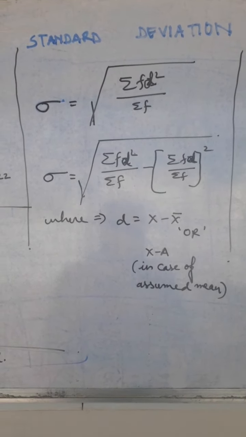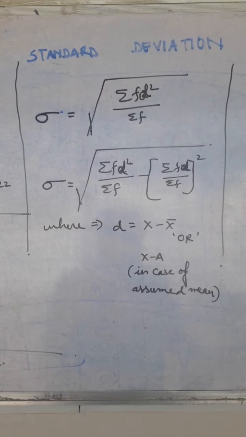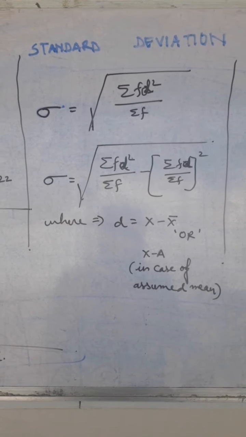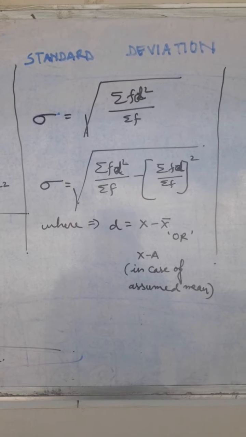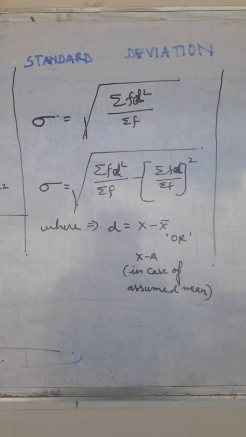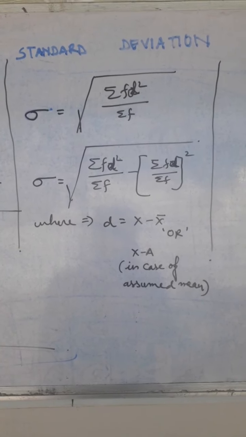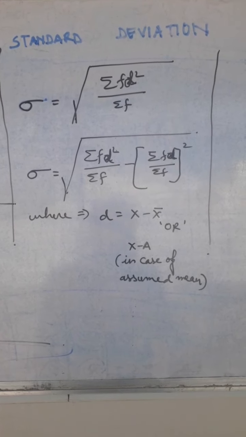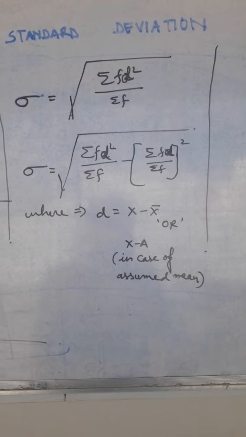So the first one, this letter of Hindi, is the denotation of standard deviation. It is also known as sigma. The first formula is sigma equal to under root summation fd square upon summation f. The second formula, the assumed mean formula, is sigma equal to under root summation fd square upon summation f minus, in bracket, summation fd upon f the whole square.